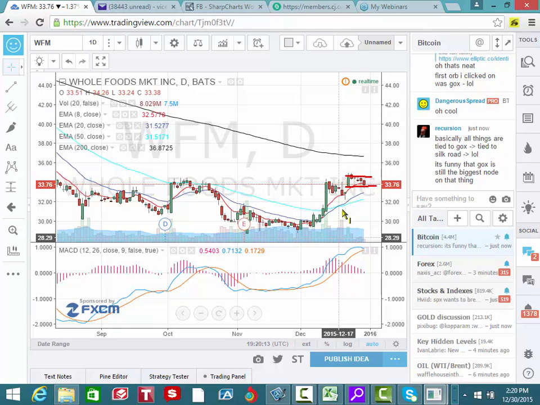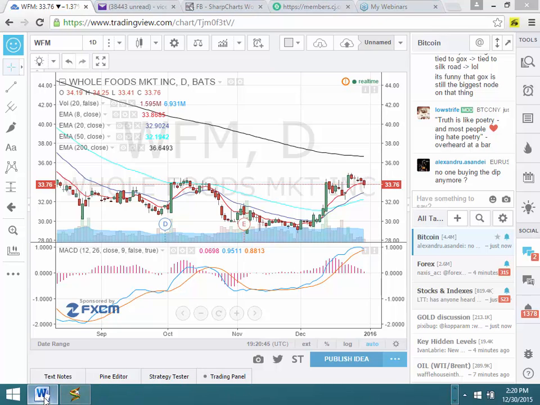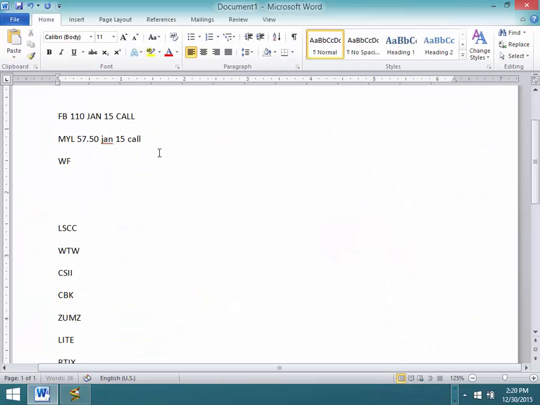Okay, and you can see how when we closed above the 50 exponential average with this big significant candle, pullback, we had a hammer gap up. I really like those gap ups. And then we pulled back to the base right here, getting ready to move higher right here. So I like the 36, this Whole Foods Market, the 36 January 15 call.